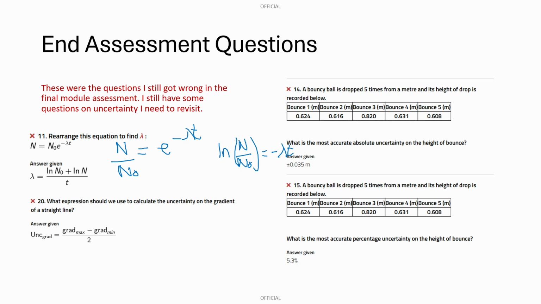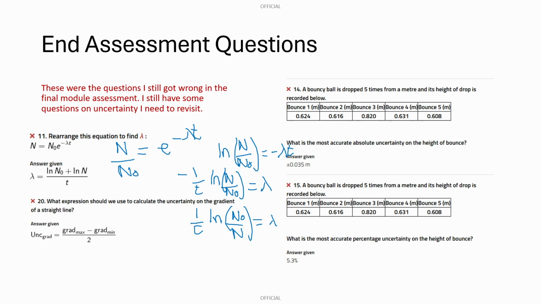That's the bit which is a bit odd. So when I do that, I end up with minus 1 divided by t on the left-hand side, multiplied by the natural log of N over N naught, is equal to lambda. So I've now got lambda on its own successfully here. Now, the negative log means I can now put 1 upon t natural log of N naught divided by N equals lambda. This is why it's really worth going back and looking at your logs, because I always have to think back hard about this.